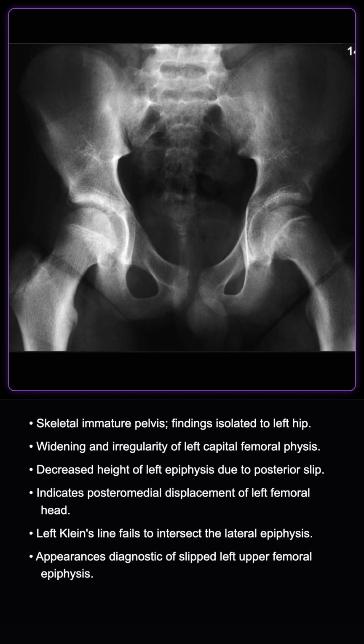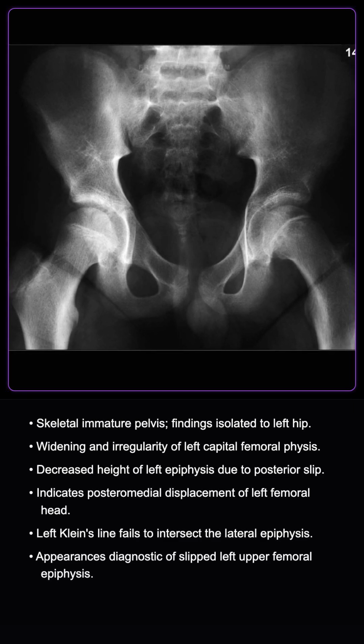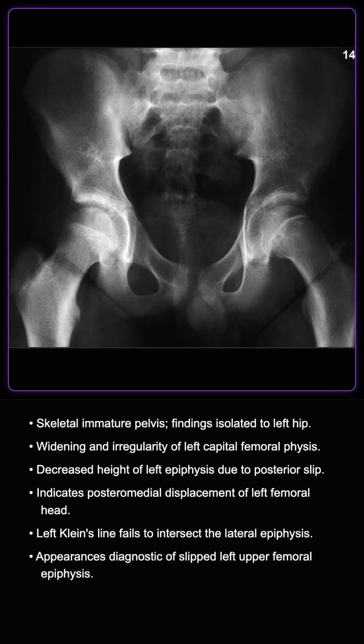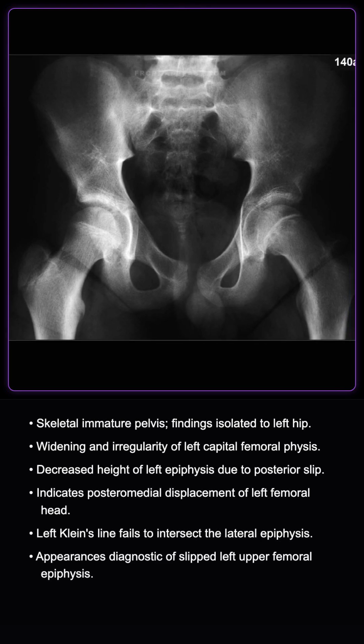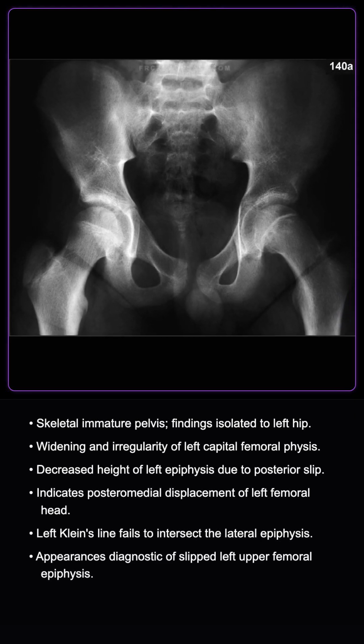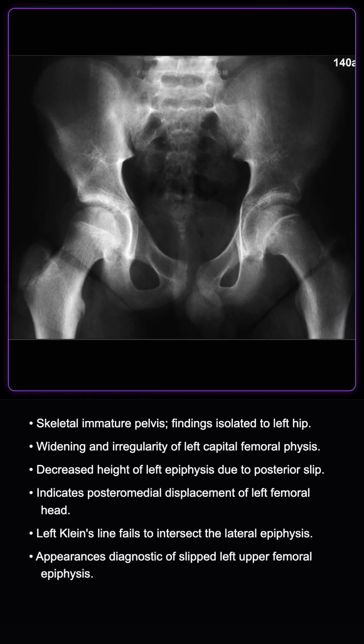Klein's line, drawn along the superior border of the left femoral neck, fails to intersect the epiphysis, whereas it intersects the right epiphysis normally. The findings are consistent with a slipped left upper femoral epiphysis.